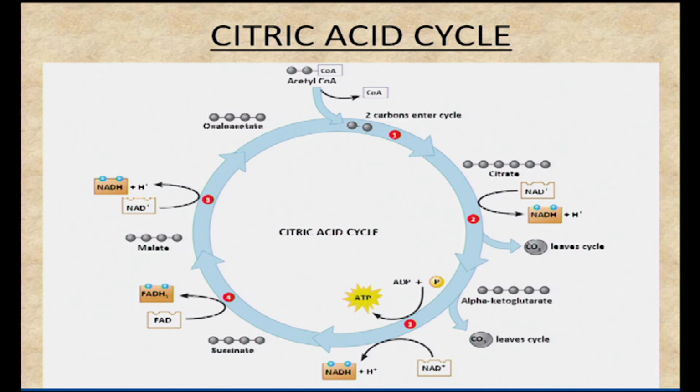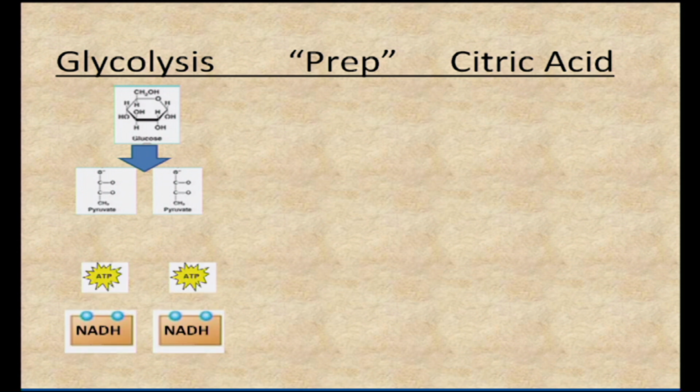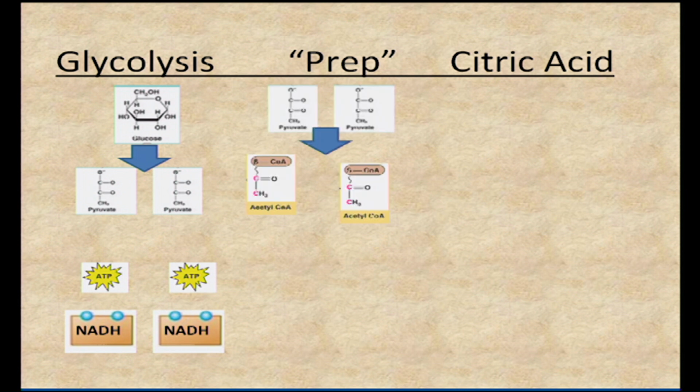Let's summarize what we've talked about. Let's put all of those steps together. We started with glucose, we broke it down into 2 pyruvates. What did we get? We got 2 ATP and 2 NADH. Then we took that pyruvate and broke it down a little further into acetyl-CoA plus carbon dioxide. The carbon dioxide is waste, and it goes away. This is what you breathe out. So there goes the carbon dioxide.